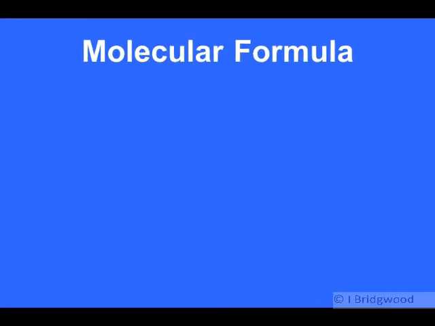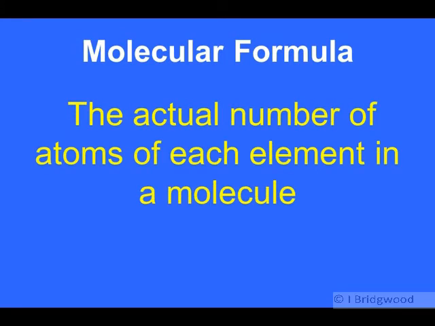Molecular formula is taking empirical formula just a little bit further and looking at the actual number of atoms of each element in a molecule. So if you know the relative molecular mass of the compound, or the molar mass of the compound, you've got to find out how many empirical formula units go into that molecular formula. For example, an empirical formula might be CH2.